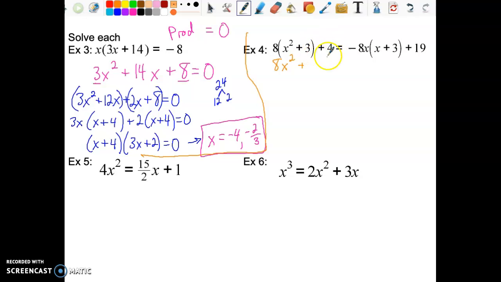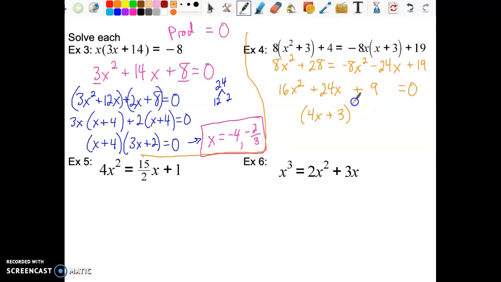8 times 3 is 24, but add 4 to that, and we're at 28. And on this side, we have negative 8x squared. That'd be minus 24x. And then plus 19 at the end. Again, you can't do the zero product property until it equals 0. So let's add 8x squared to the left side. Let's add 24x to the left side. Let's subtract 19 to the left side. Well, now what we have is a special product. And if you don't recognize it, that's fine. You can work through it every other way.